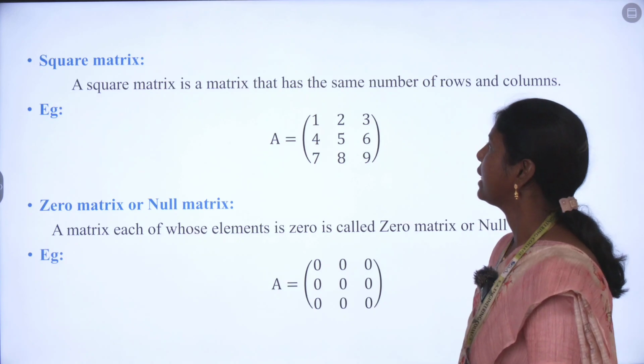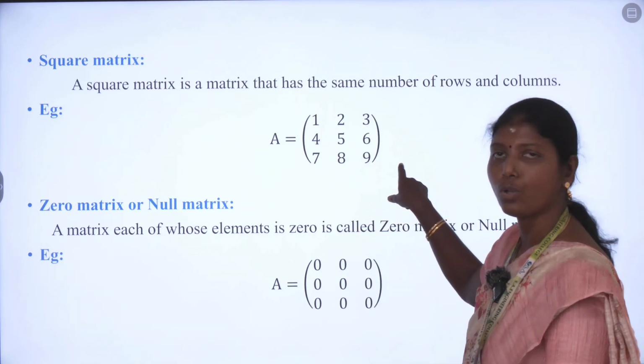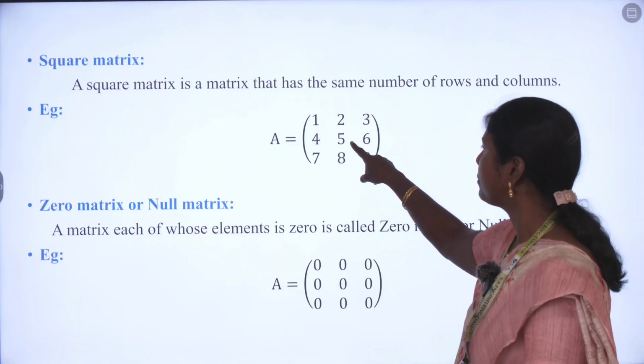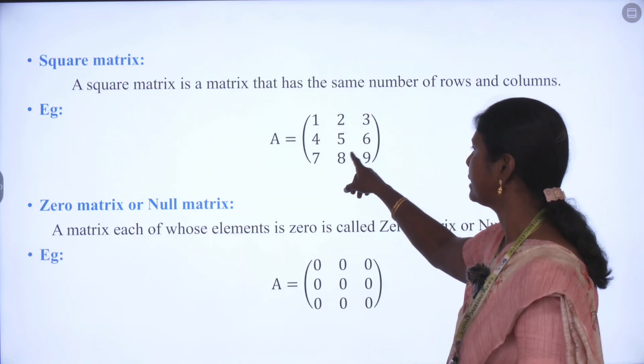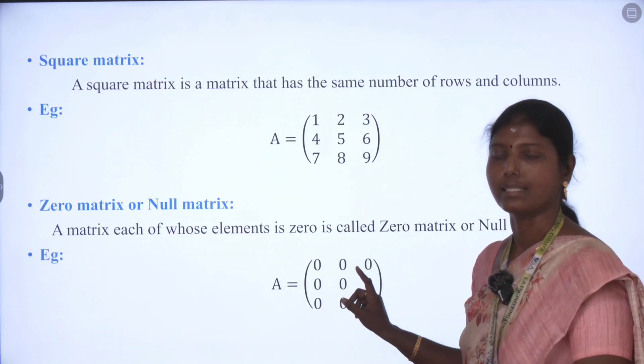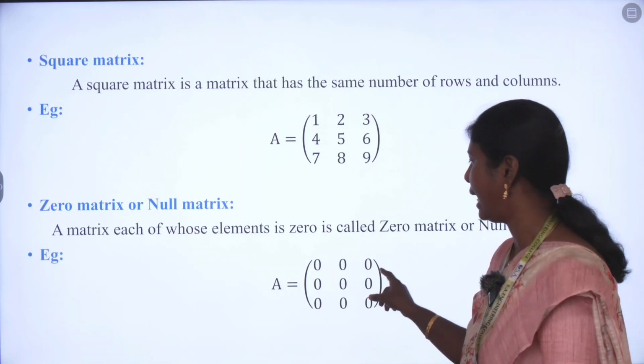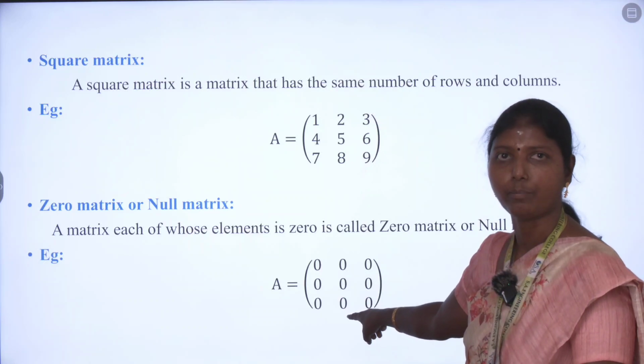A square matrix. A square matrix is one where m and n are equal, that is, m rows and n columns are equal. So we have chosen here 1, 2, 3, 4, 5, 6 and 7, 8, 9. So 3 rows and 3 columns, which denotes a square matrix. So next is a zero matrix. A matrix in which all the elements are equal to 0.